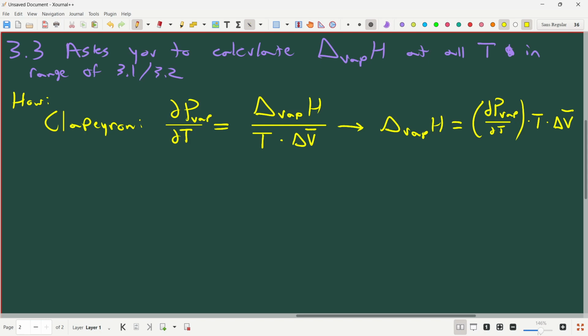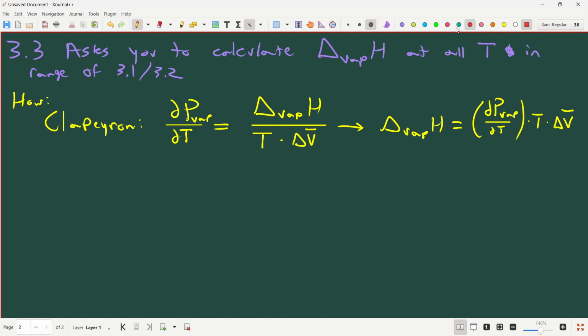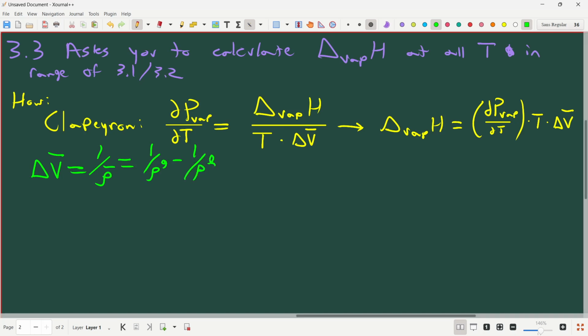So what we need to do is figure out how to calculate this. T is easy, that's related to x. That's just an input variable. We have to figure out how to calculate these two terms. Delta v is really easy, because delta v is equal to 1 over the molar densities. So that's going to be 1 over the density of the gas minus 1 over the density of the liquid. From 3.2, you've already calculated these two numbers.